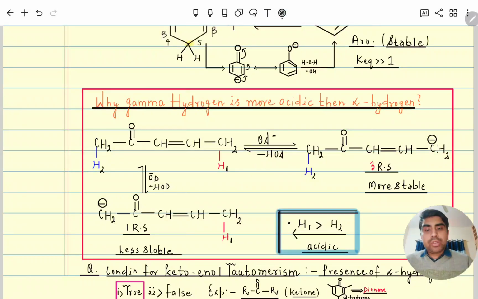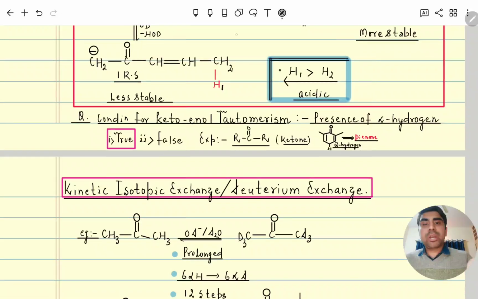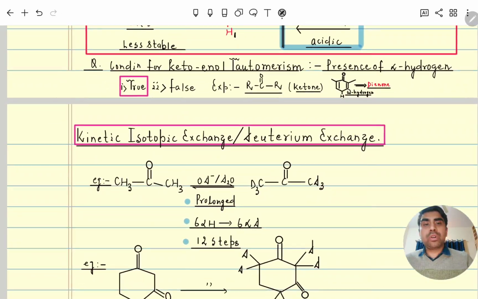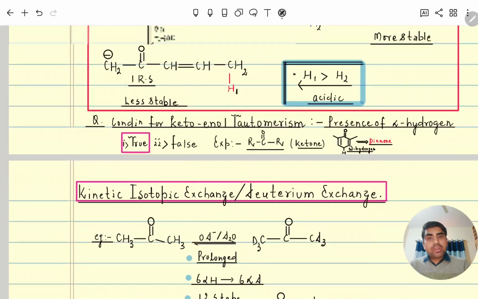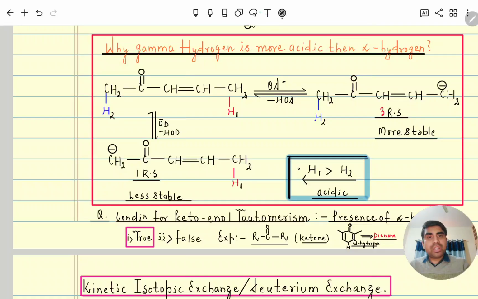Clear? So on behalf of this, one question I am asking you: in keto enol tautomerism, is the presence of alpha hydrogen mandatory? Yes, it is mandatory. Because in keto enol tautomerism, alpha hydrogen must be there, then only that tautomerism will happen. But sir, you told that if alpha hydrogen is not there, then gamma hydrogen also. Yes, gamma hydrogen also should be there, which means it can do that space tautomerism.